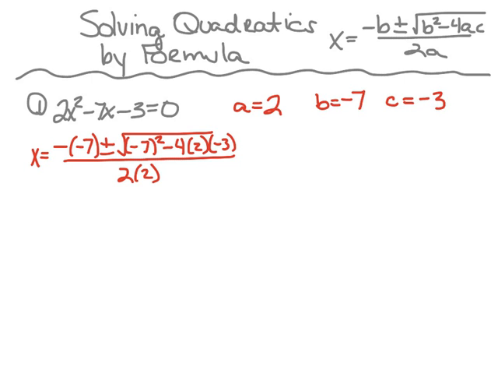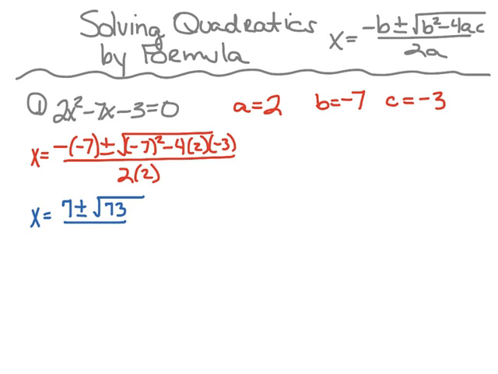At this point, I've got all the numbers plugged into the formula. Now we're actually going to start doing the arithmetic. Here we have a negative and a negative. A negative times a negative 7 makes this a positive 7, plus and minus the square root of something. Negative 7 squared minus 4 times 2 times negative 3. If we input that into our calculator, we end up with 73.